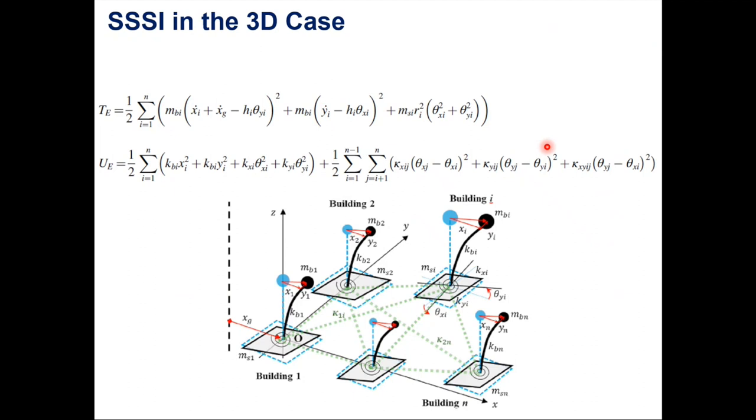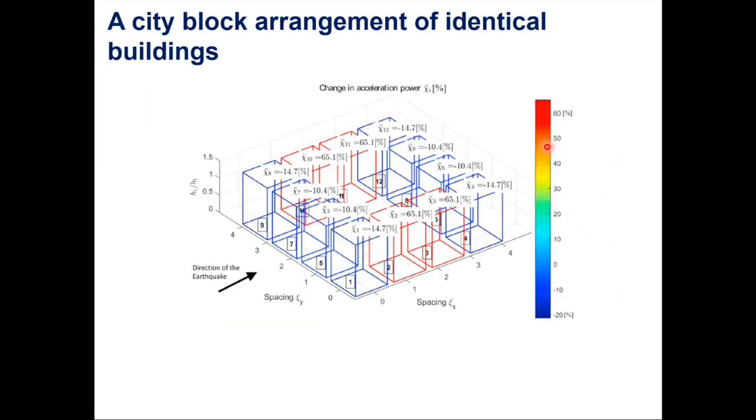Obviously, you can have any range of buildings. This is just an example, okay? And this is some example for a particular theoretical case. It's not a real case, but just to have an idea of what happened. Okay, so you have the earthquake in this direction, and if you consider this configuration, all the 12 buildings have the same height, and you have a 65% increase and a minus 14% decrease in the response.